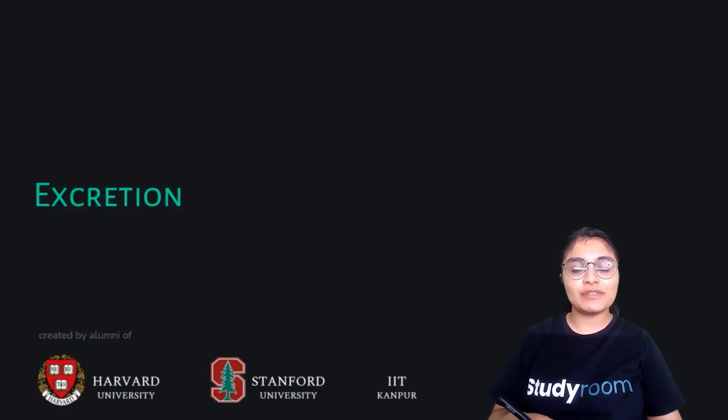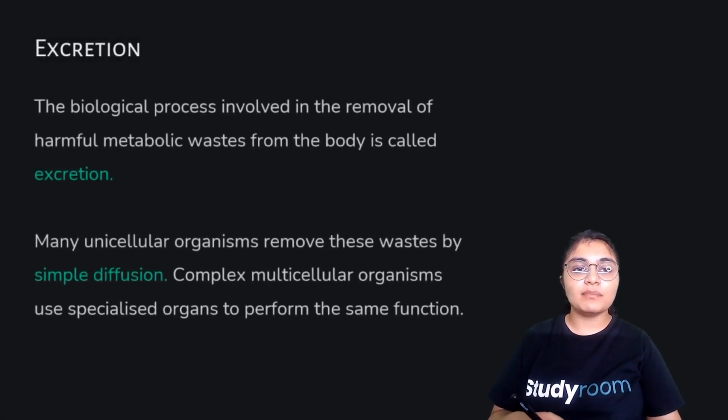In this lecture, we will be studying the process of excretion and the organs that are involved in it. We have a proper excretory system in our body to eliminate the waste that is produced in the body. Let us know what excretion is. Excretion is the biological process involved in the removal of harmful metabolic wastes from the body.